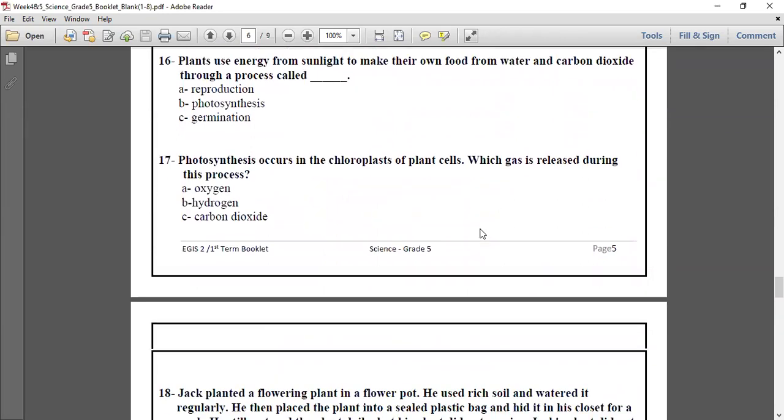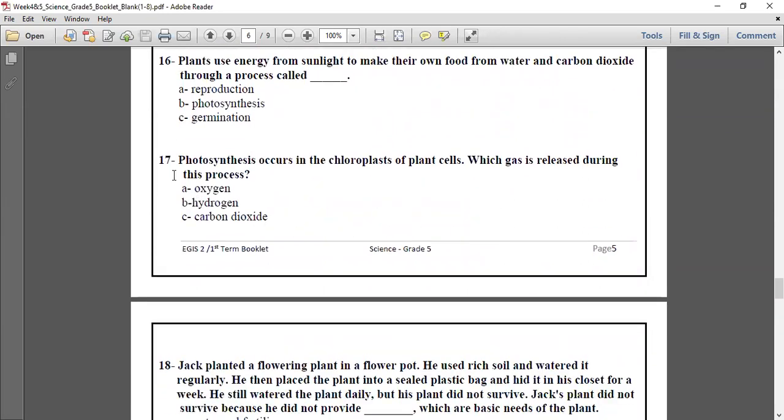Let's move to number 16. Ed? Yes, mister. Number 16: Plants use energy from sunlight to make their own food from water and carbon dioxide through a process called photosynthesis. Photosynthesis, excellent, thank you.